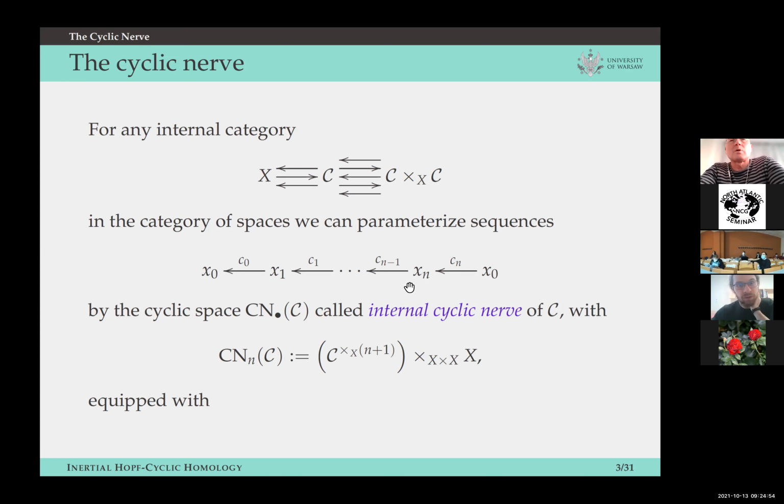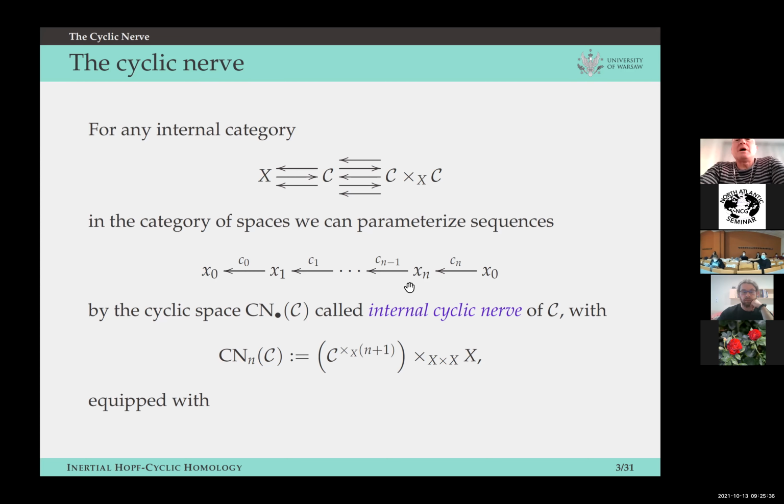This X, should I think about this X as a fixed topological space or a set? Or is it something rather like a collection of all possible objects? No, it is a space of objects. So it is a space, first of all. But in many examples, it will be the main space we are interested in. But in general, this X is simply some part of the structure of an internal category. It's a space of objects. Okay?